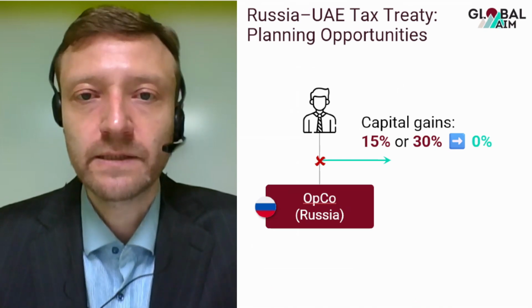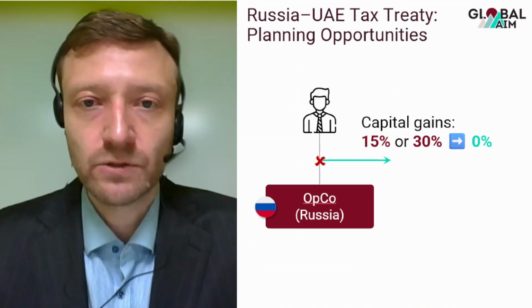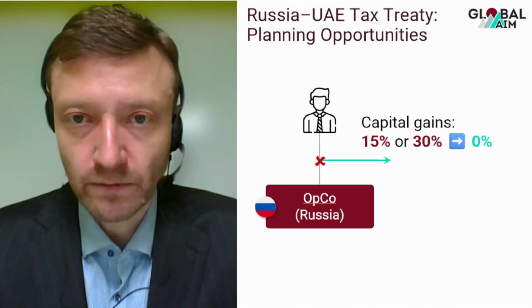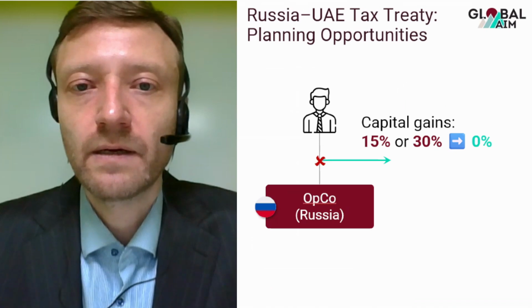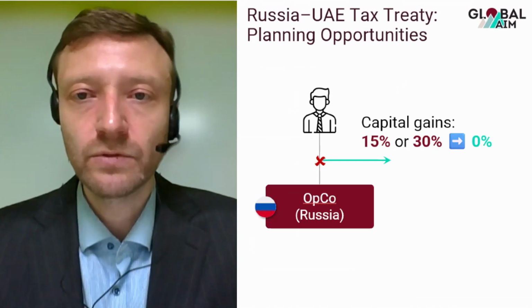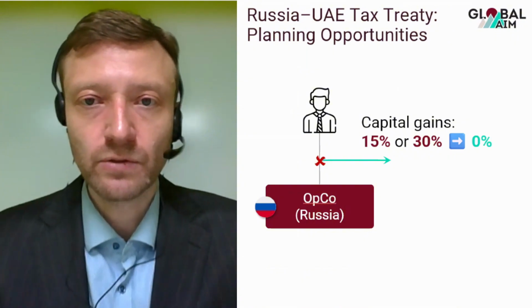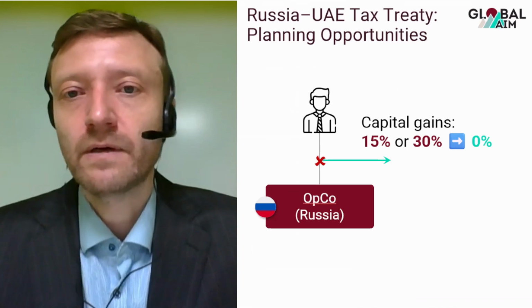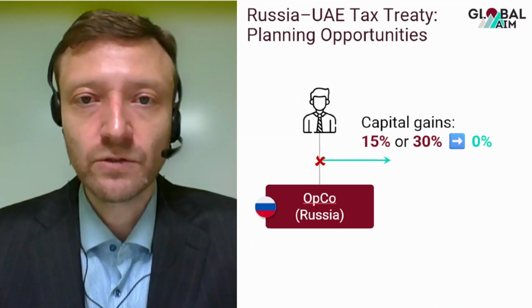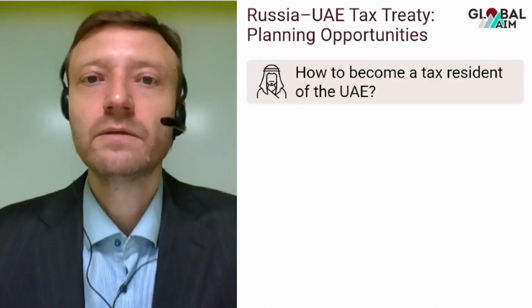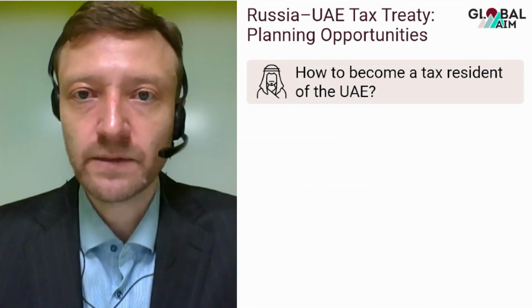And next, if this individual happens to be a tax resident of the United Arab Emirates, then this rate can be reduced to 0, because basically, unless the subsidiary is a property-rich company, the capital gains are going to be subject to exemption under the signed double tax treaty for this individual being a tax resident in the United Arab Emirates, which creates some planning opportunities and begs the question how to become a tax resident of the United Arab Emirates.